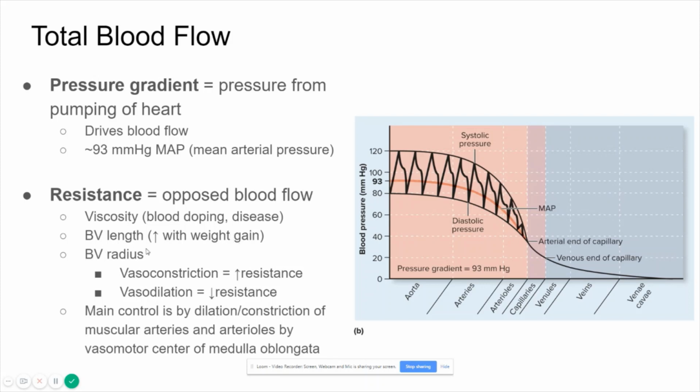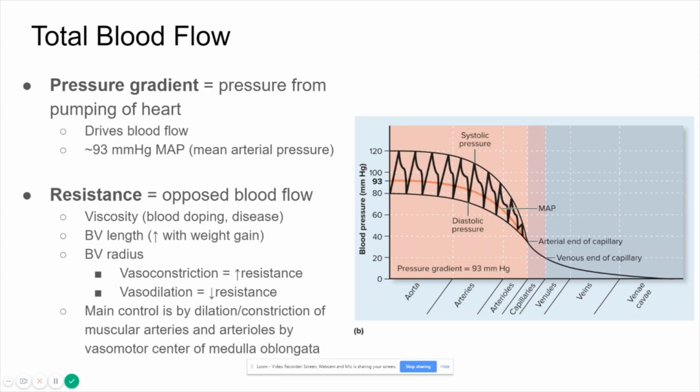The main way that you control the resistance to total blood flow is by controlling the radius of your blood vessels. If you remember vasoconstriction, or the narrowing of the lumen of particularly your muscular arteries and arterioles, that's going to lower the amount of blood that can flow through them, and it's going to increase resistance. The opposite will be vasodilation, where the lumen gets wider, and that's going to decrease resistance.